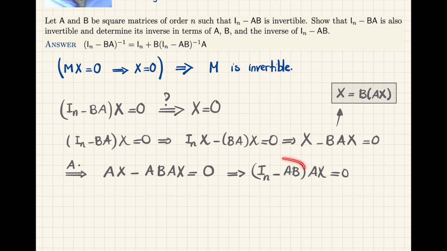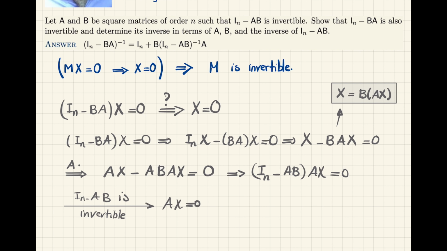Okay, so I have this multiplied by a column matrix, because this matrix is a square matrix. When you multiply it by a column matrix, this is also a column matrix. A matrix which I know is invertible multiplied by a column matrix, let us call it y, and this is equal to 0. This implies that y is equal to 0. So I can write it here: I_n minus AB is invertible. This implies that AX is equal to 0.